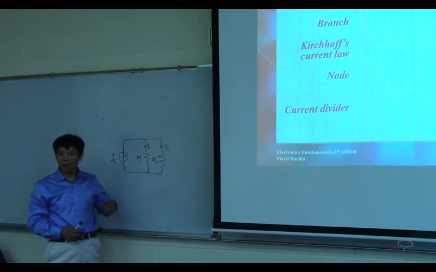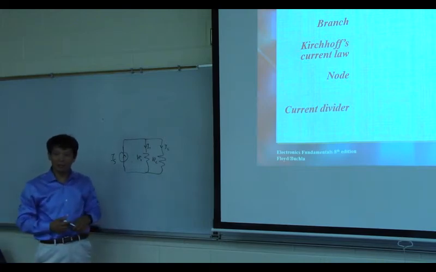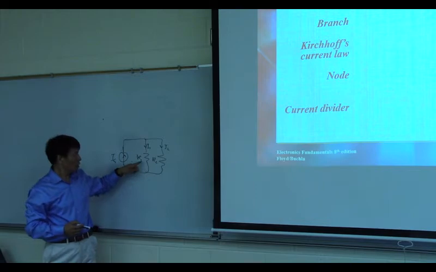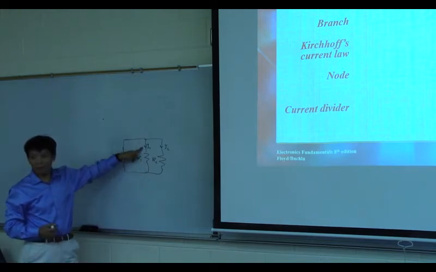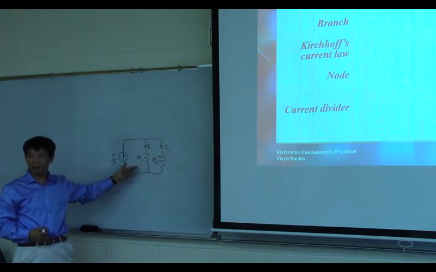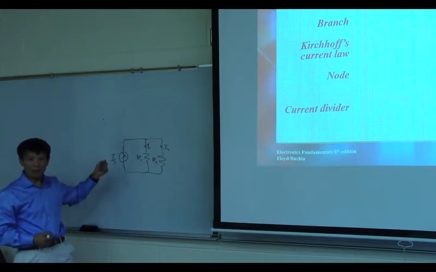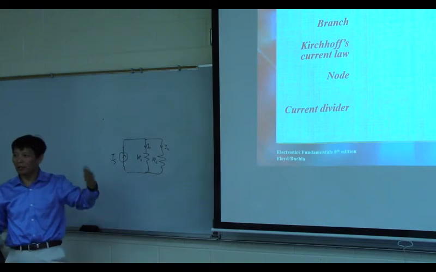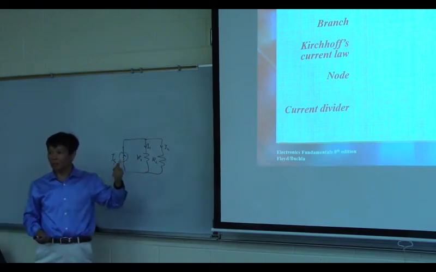So you still remember the current divider formula? What is I1? I1 equals R2 over the sum of R1 and R2, times the total current. If you have more than two, then we use conductance instead of this one.